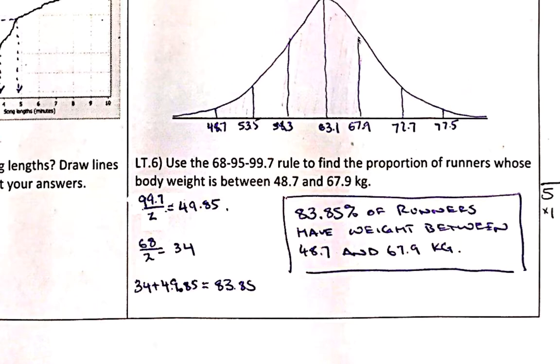On the right, I just have to the first standard deviation, which is 68%, but again, I just want the half that's to the right, so I cut that in half, and that's 34%. So 34% is right here. So if I add this section on the left and the section on the right, I'm going to get my total, which would be 83.85.